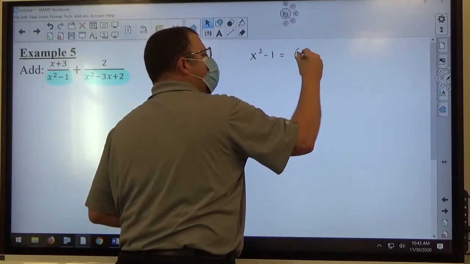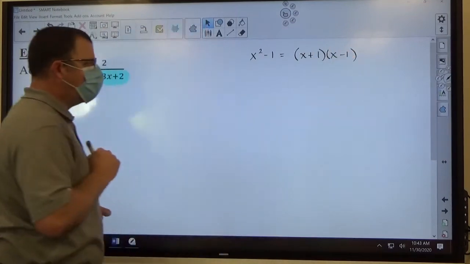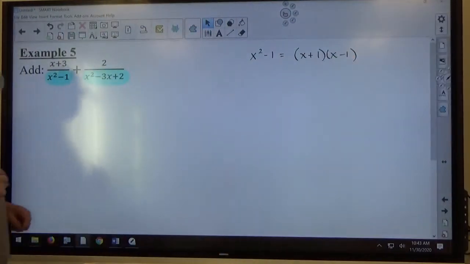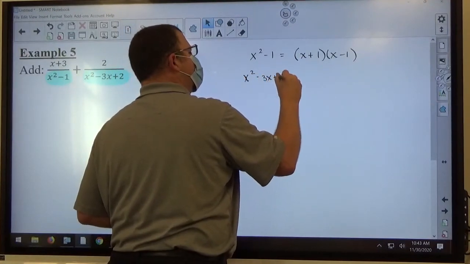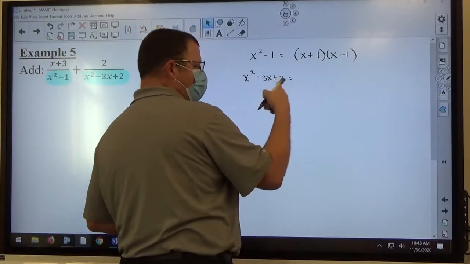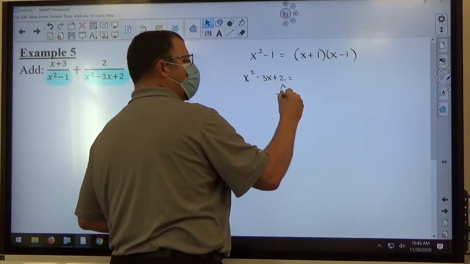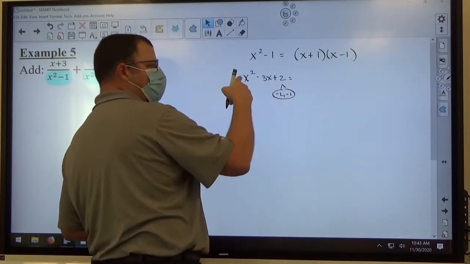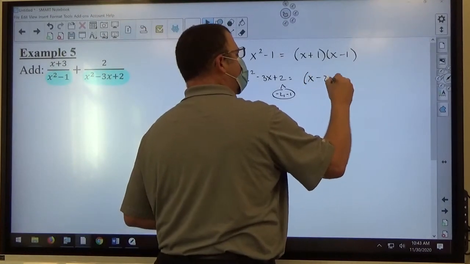x² - 1, being a difference of squares, is (x + 1)(x - 1). The quadratic trinomial x² - 3x + 2: we're looking for numbers that multiply to make positive 2 and add to make negative 3. That'd be negative 2 and negative 1. Since we have a coefficient of 1 on x², that works that way. So it's going to be (x - 2)(x - 1).